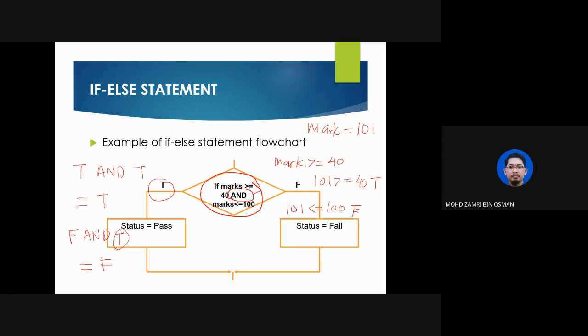So that's why for marks of 101, it will go to the false statement here, and then it will print out the fail status, or we can say it's an error because you entered the wrong range for this number. To give you some idea, it falls under this one, even though the logic for the marks is that the maximum is 100. Okay.